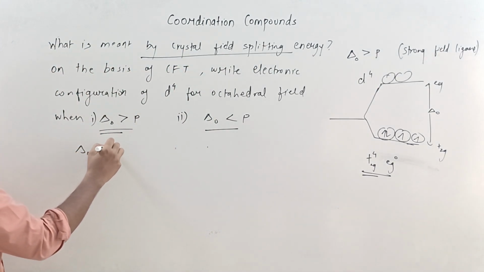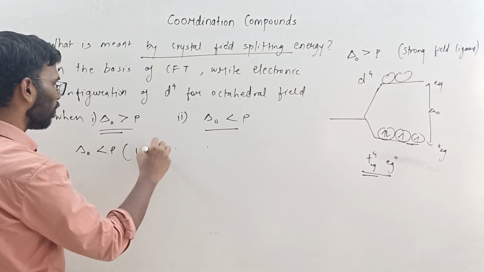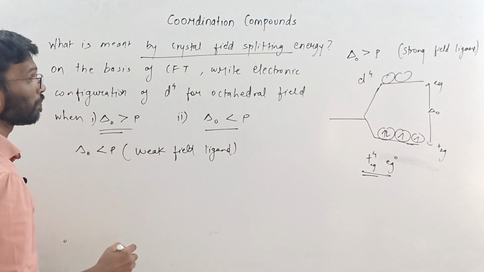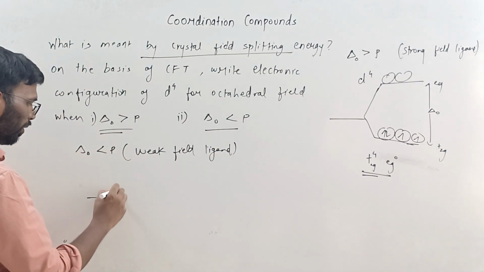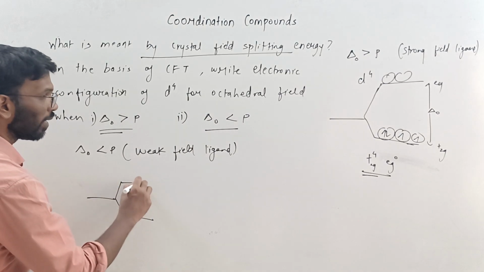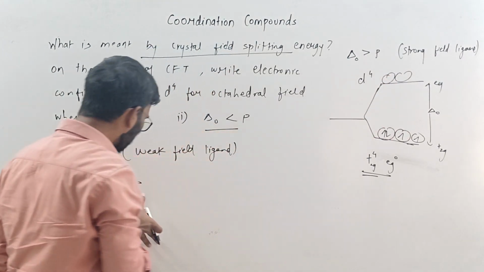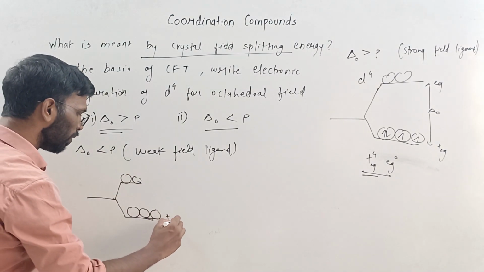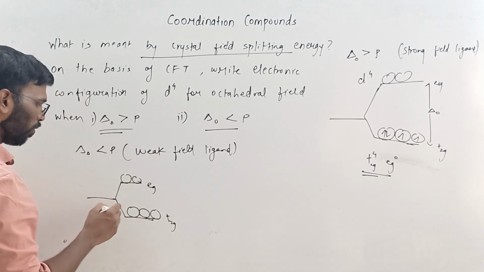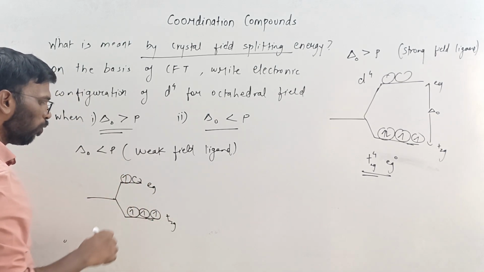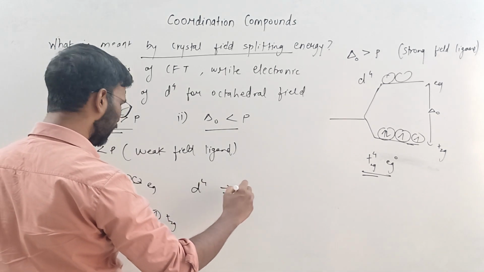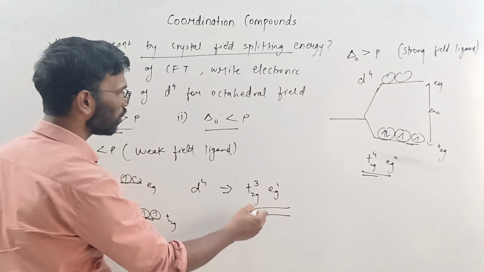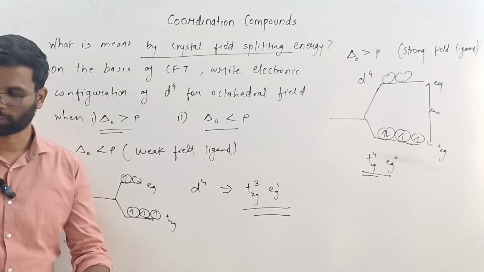Delta naught less than P means weak field ligand. Here the splitting is very small, the gap is not so big. This is T2g, this is Eg. There are 4 electrons, 1, 2, 3 and 4. So the d4 configuration is written as T2g3 and Eg1. This is how things are written for crystal field theory.